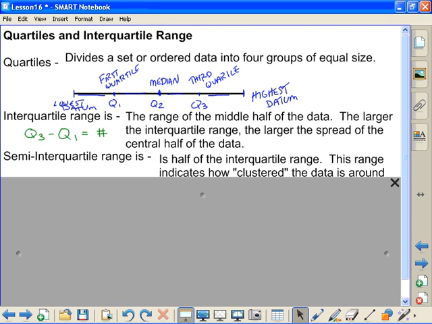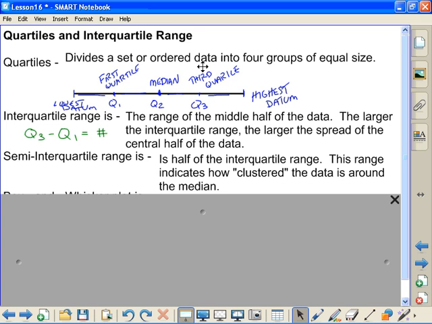And then finally, the semi-interquartile range. It's half of the interquartile range, and this indicates how clustered the data is to the median. In order to calculate it, you do Q3 minus Q1 divided by 2, and that will give you the spread. So if we're talking about marks, what's the spread between the median and the third quartile or first quartile? If we're talking about height, we're talking about the spread between the first quartile and the median.